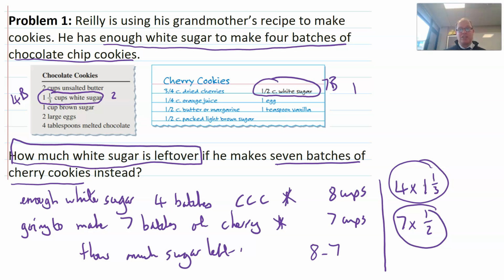So that's my strategy. I've spent a long time talking about strategy because I think that's key. Because once you've got the strategy and you know what you're doing, your fraction skills kick in and you can just answer the problem. So what we have to do is multiply 4 by 1 1/3, multiply 7 by 1/2, and then subtract them. So let's go ahead and do that now.